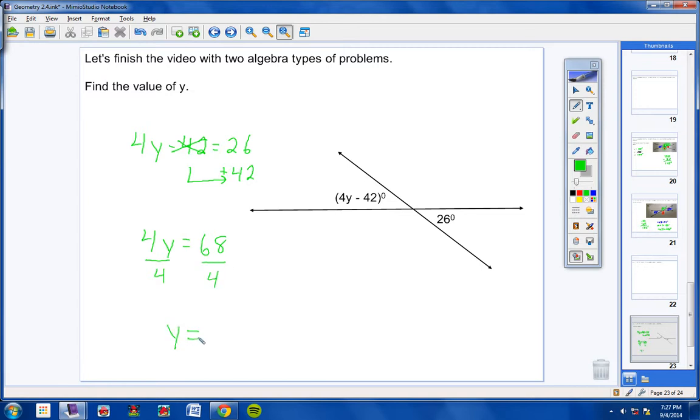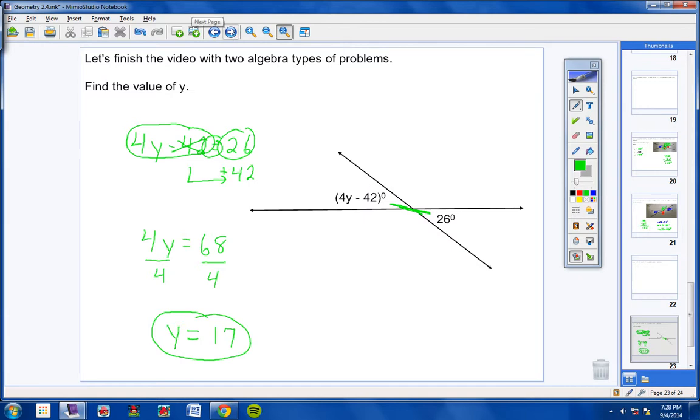And let's see if I do that correctly. I will get 17, I believe. Okay? Let's see if that's right. 4 times 17 is 68. Yeah, that's right. So y equals 17. There we go. Really not too difficult. I knew that I could set 4y minus 42 equal to 26 because these two angles are congruent. So if they're congruent, set them equal to each other.